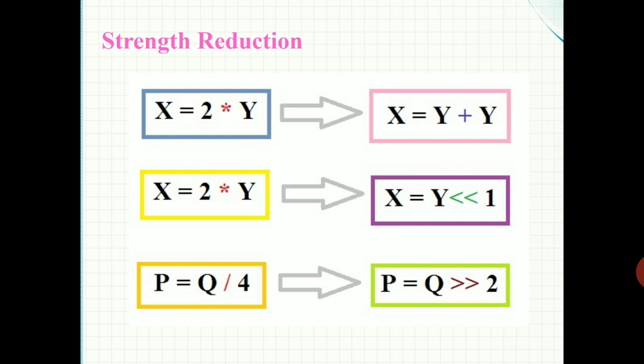That is one of the examples. Then the same example is taken with the second option also, that is x = 2 * y. Here also we can replace the multiplication by shifting that number by one place. In order to perform the multiplication by 2, we can perform the left shift operation. That will give the same answer.